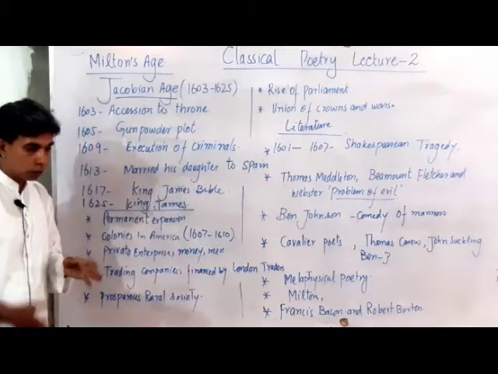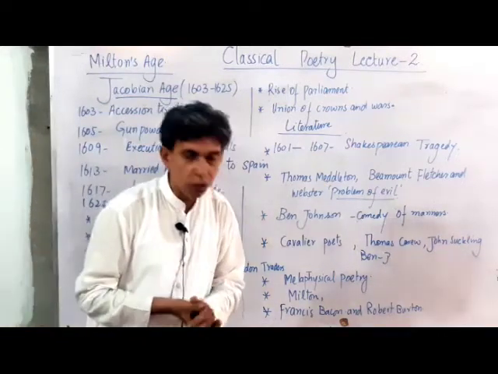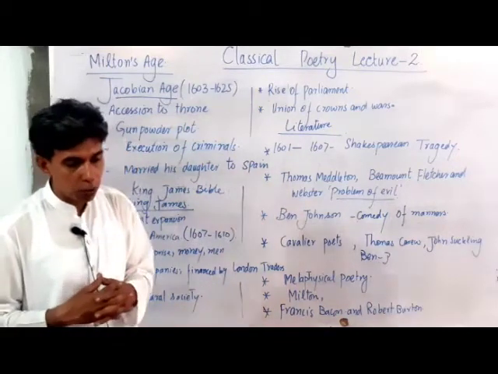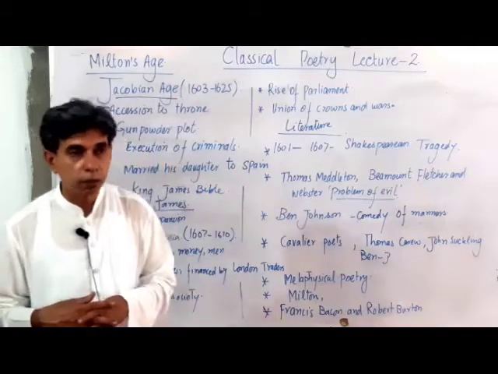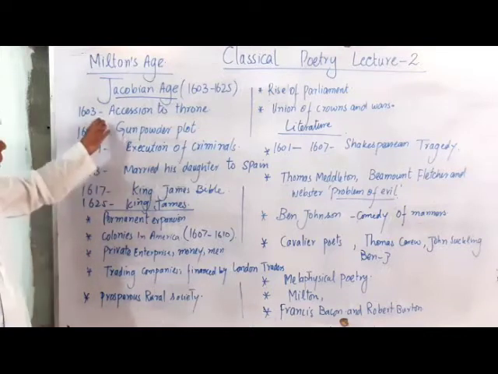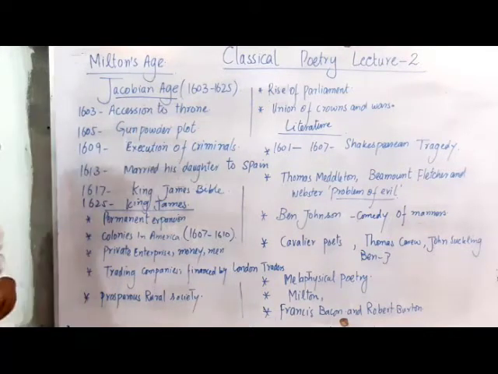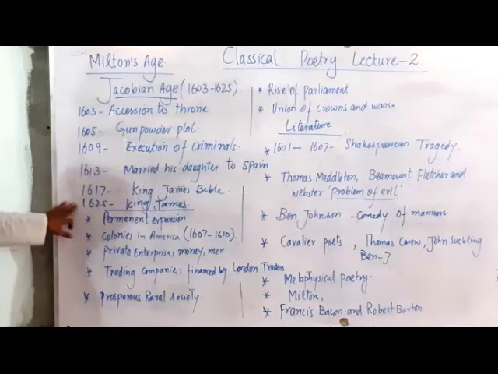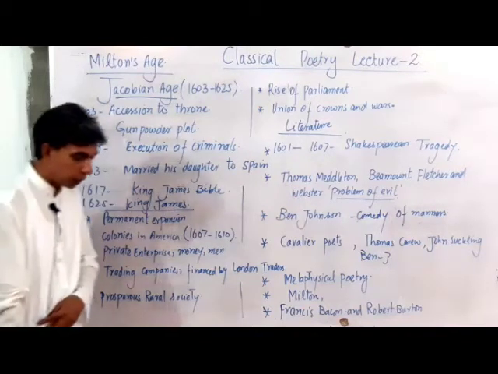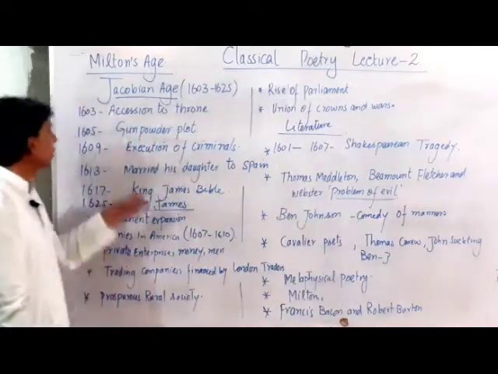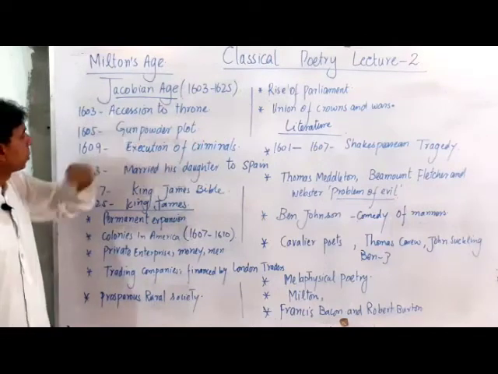So it was a period in 1603 when Queen Elizabeth died and James VI of Scotland occupied England after the death of Queen Elizabeth. Here I have written that he acceded to the throne. In this portion of the whiteboard, I have written some important events that took place during the reign of King James. The first event, in 1603, was his accession to the throne.